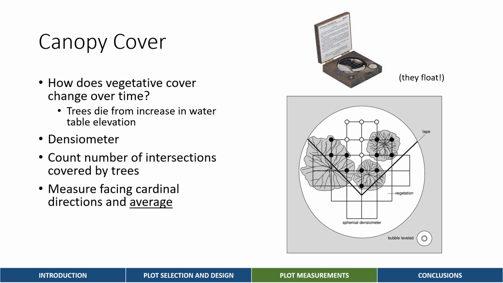For our particular densiometer, there were 17 total intersections, so if we measured 17 covered by trees, then we had 100% canopy cover. And again, we average this by facing. You stand with the densiometer open in your hand and level the bubble on it, and then you face each cardinal direction and take an average. This happens at both the center plot and all of the exterior subplots.